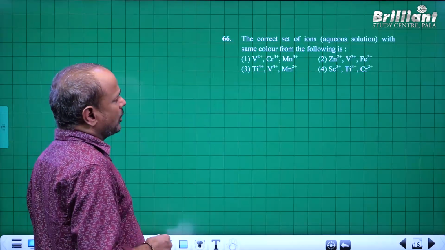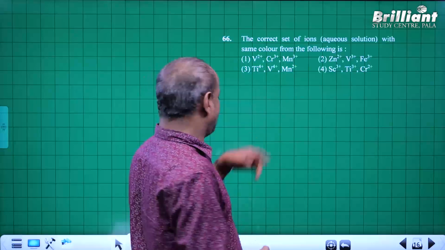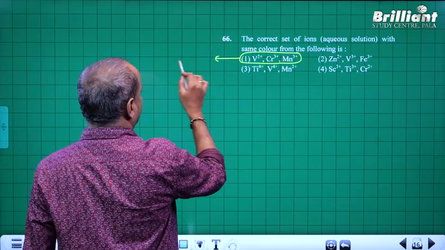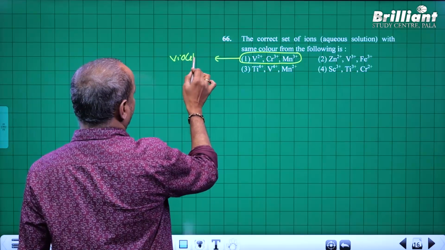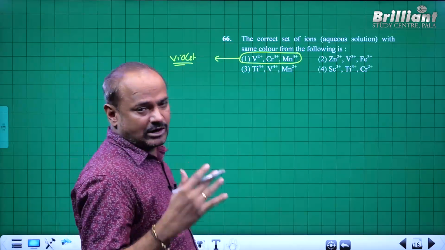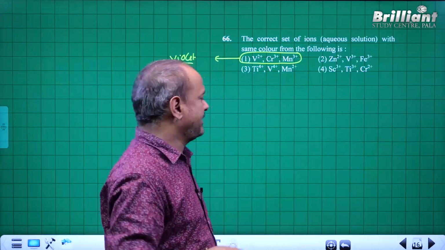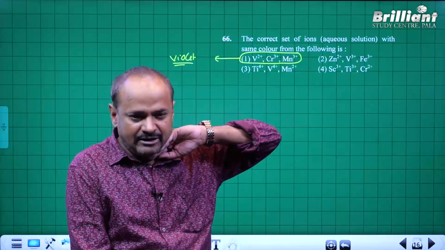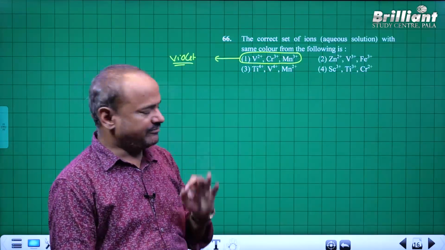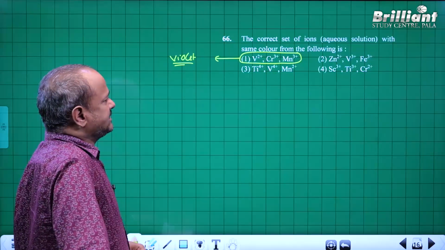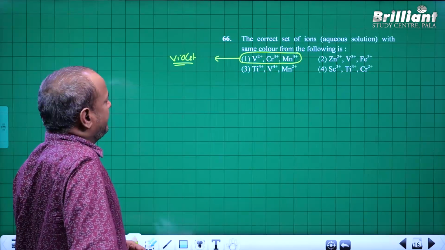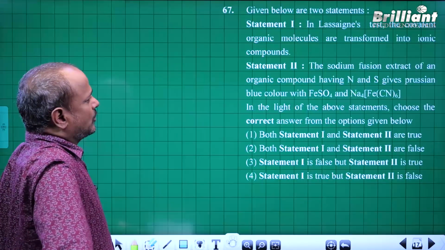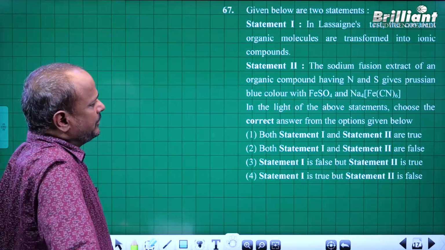Vanadium 2+, chromium 3+, Mn 3+, all these are violet color. Follow textbook colors only. Don't take other books, because other books give different colors. For example, chromium is given as green in other books, but NCERT gives violet. So follow NCERT only. Vanadium 2+ violet, Cr 3+ violet, Mn 3+ violet. Okay, option 1.